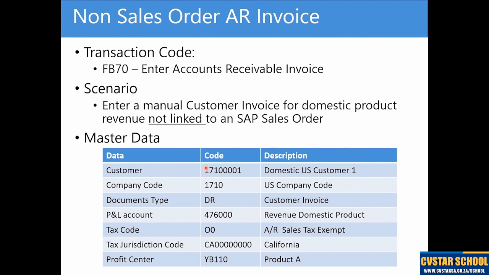For the master data, we're going to use this same customer, which is just a domestic US customer, company code 1710, a US company. The document type will default to DR, which is the standard SAP for a manual customer invoice. We're going to use this 4 series revenue domestic product GL account for the P&L side for the revenue. The tax code we're going to pick is tax exempt, and a tax jurisdiction code, just a dummy one here for California, and with a profit center for product A. So let's jump into the demo.